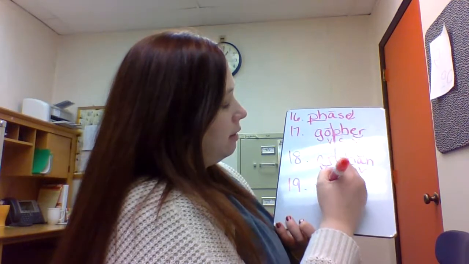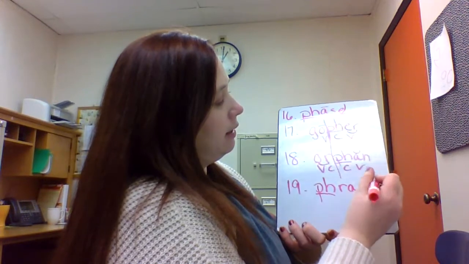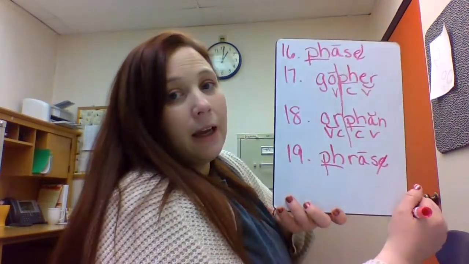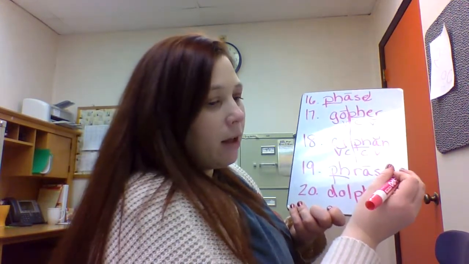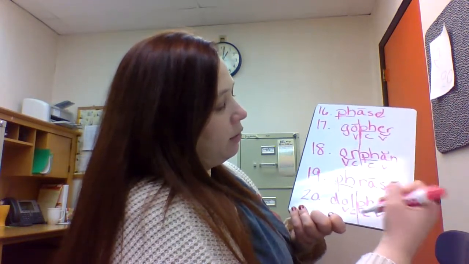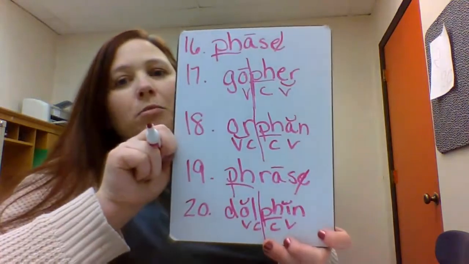Number 19 is phrase. We underline our digraph. Here we have A, consonant E. The E is sneaky, it gets marked off, and the A gets a macron. And our last one, number 20, is dolphin. I love dolphins. Dolphin. Again, we have that PH there, and so it's a vowel, consonant, consonant, vowel pattern, which makes our line go in between our two consonants. Here we have vowel consonant gets a brev, vowel consonant gets a brev. All right, draw a line over to which picture matches the word.